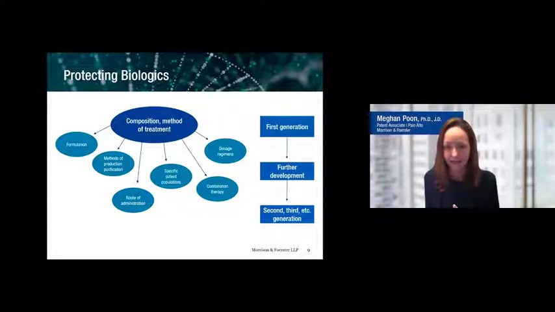What I mean by that is, first, if you file your composition or method of treatment patent, you get a 20-year patent term starting with the first non-provisional filing. But these additional aspects, which are later discovered, can give rise to later filings, which can extend past that 20-year time frame. And this can be really valuable follow-on protection.